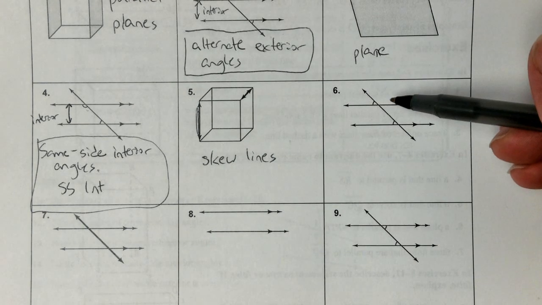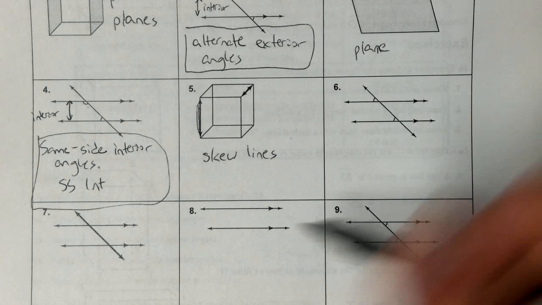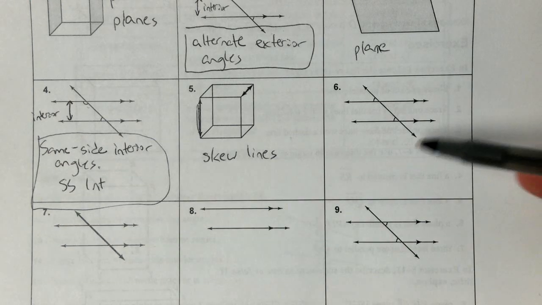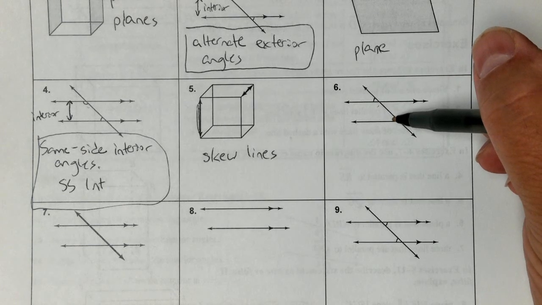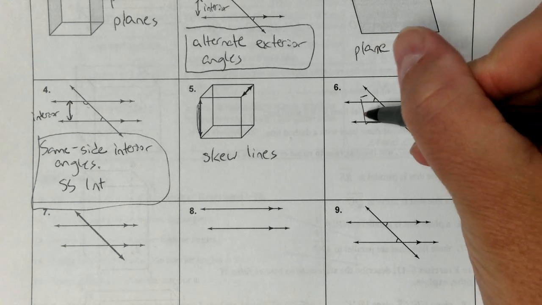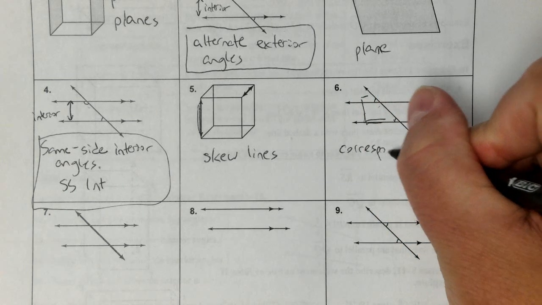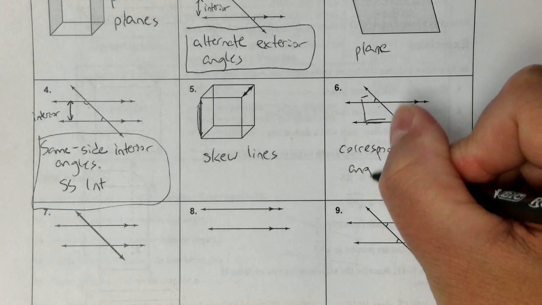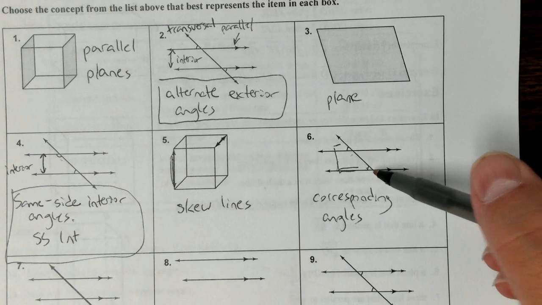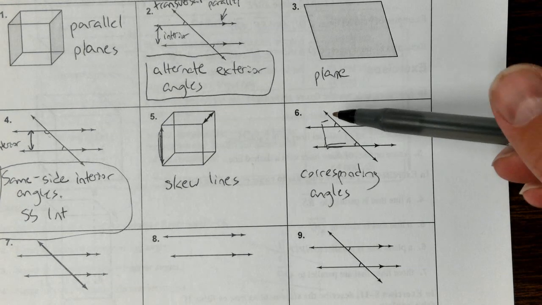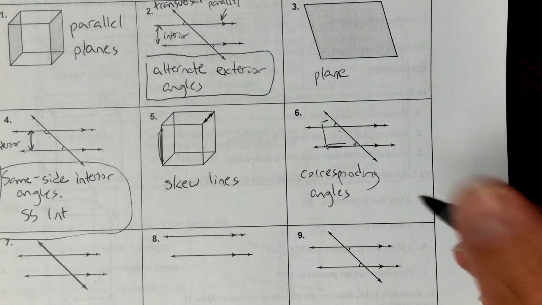Number 6. Now this one, they're both on the same side of the transversal, sort of like number 4, except this one it's like you got an acute angle, then you skip an obtuse angle, and then you got another acute angle. And so they're talking about these angles which are equal, and that's called corresponding angles. So this is number 6. It's basically an angle, skip an angle, then you have the next one.